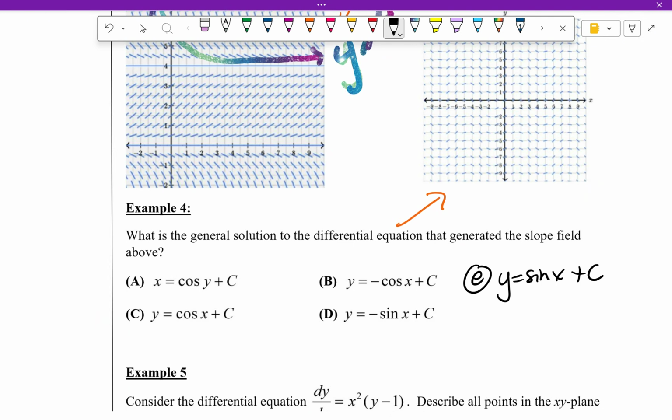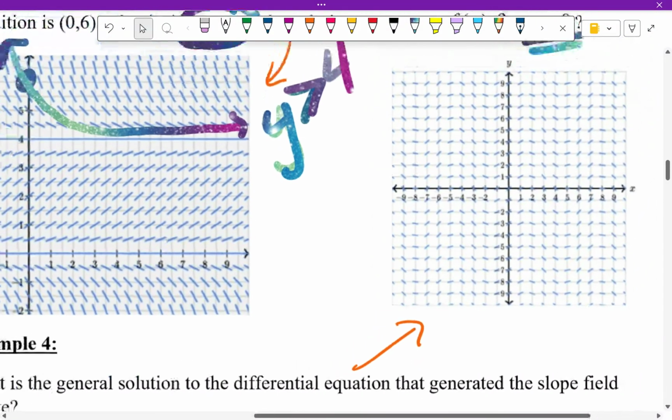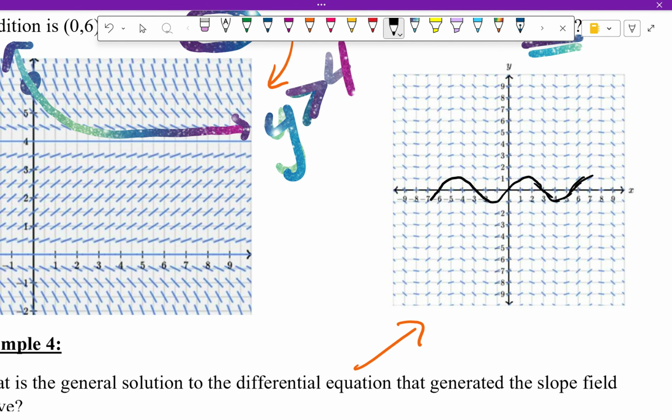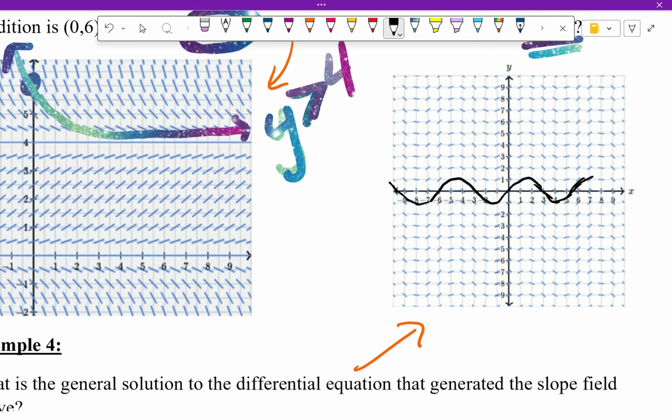The first thing I would do is look at the graph and see if I can eliminate some of the choices. Do you notice how it's a wave? It kind of looks like a sine or cosine. In fact, I'm going to try to sketch my wave a little bit. Sometimes knowing our parent graphs helps us out a little bit. So that's the wave that I'm seeing.